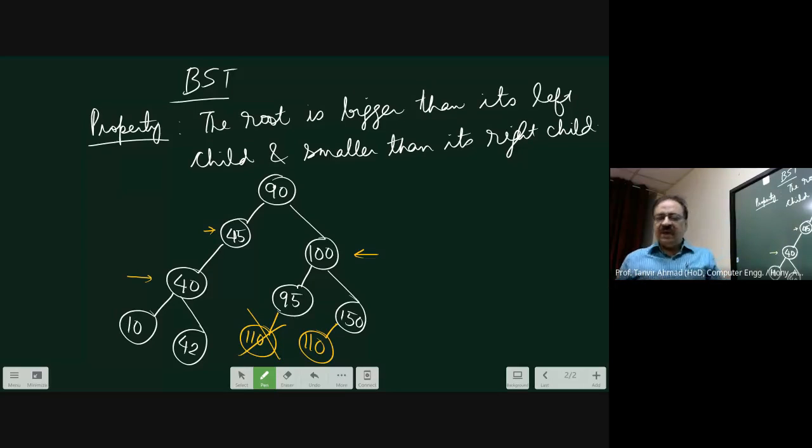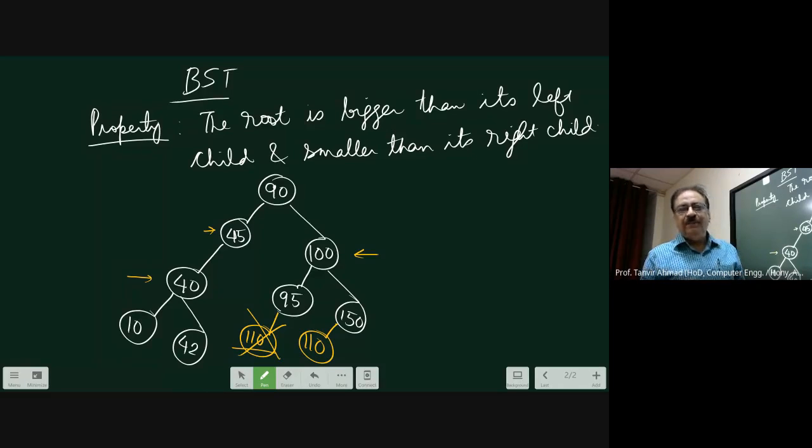Because it is smaller than 150, it should be on the left of 150. And therefore, this is not the correct position for 110. Now, if I come to this conclusion, you have to understand one very important concept, that every node has its fixed designated position.